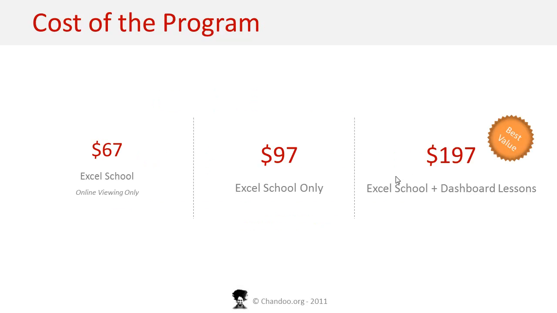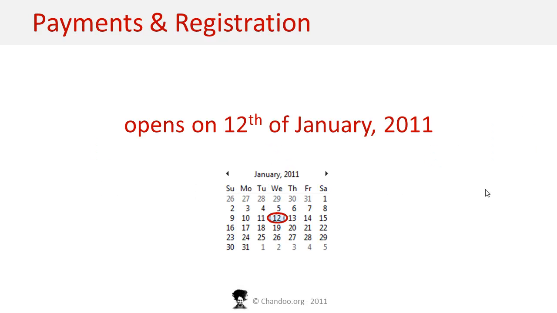The cost of the program, as I showed earlier, has three different options available: 67, 97 and 197. And in my opinion, the 197 option is the best value because it combines Excel with dashboards, which is a highly sought after area. But if your job does not involve dashboard related work, then don't go for that. Just go for either the Excel School online option or Excel School only, and that should suffice.